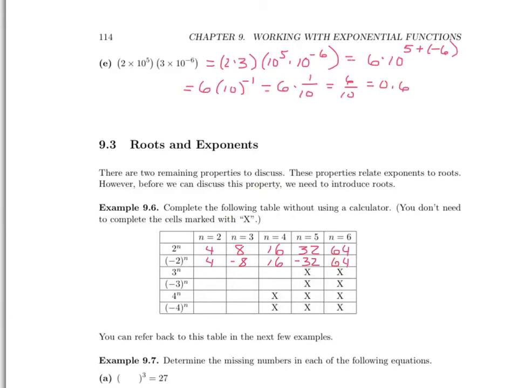In the third row, we're raising 3 to higher powers. 3 squared is 9, 3 cubed is 27, and 3 to the 4th is 81. In the next row, we're raising -3 to higher powers. So -3 squared, that's 9. -3 cubed is -27. -3 to the 4th power is 81. Next row, 4 squared is 16. 4 cubed is 64. -4 squared is 16, but -4 cubed is -64. You'll probably find it helpful to refer back to this table in the next few examples.